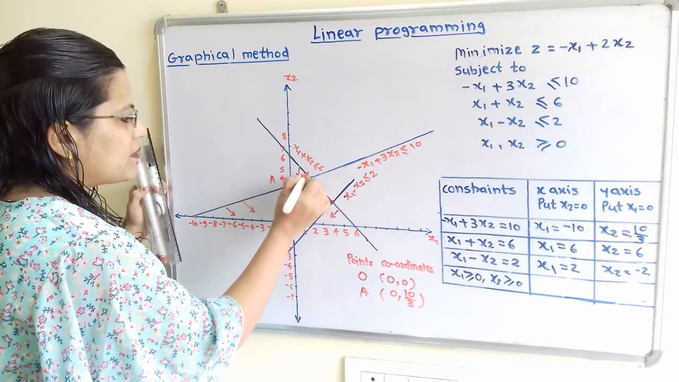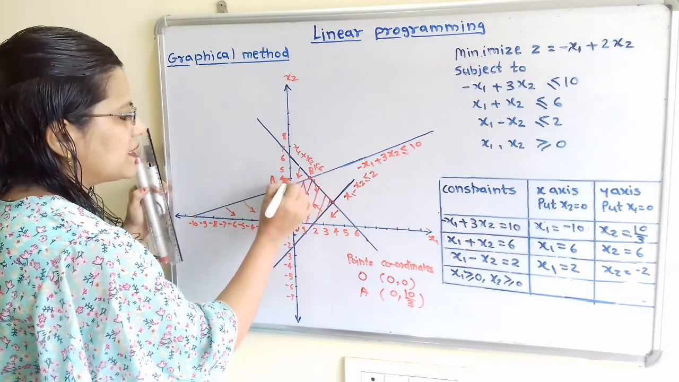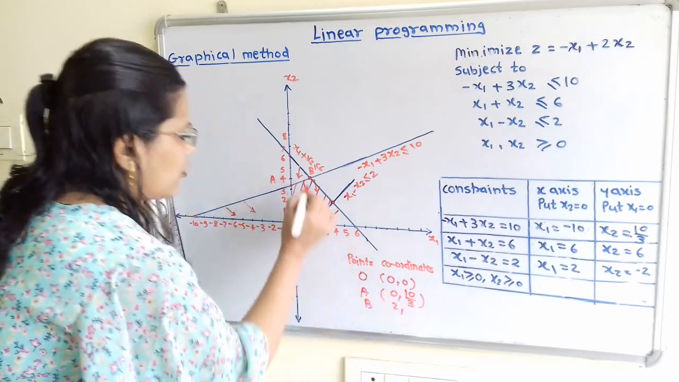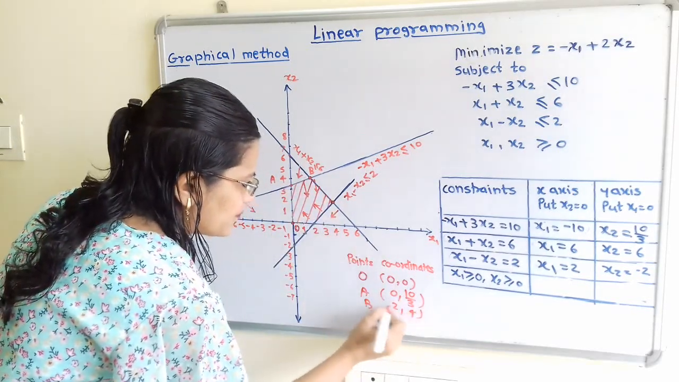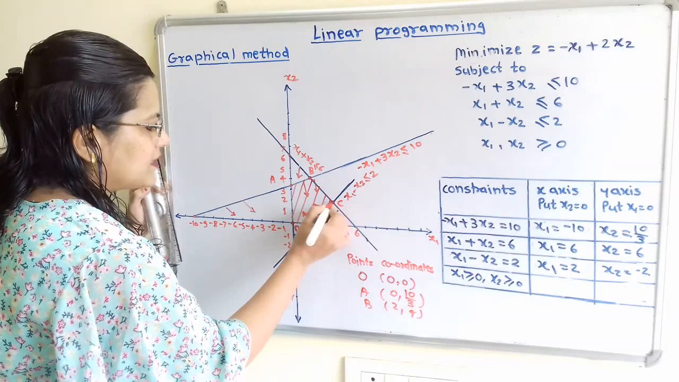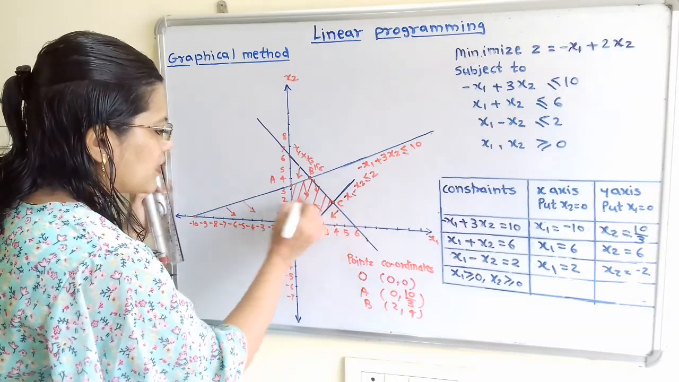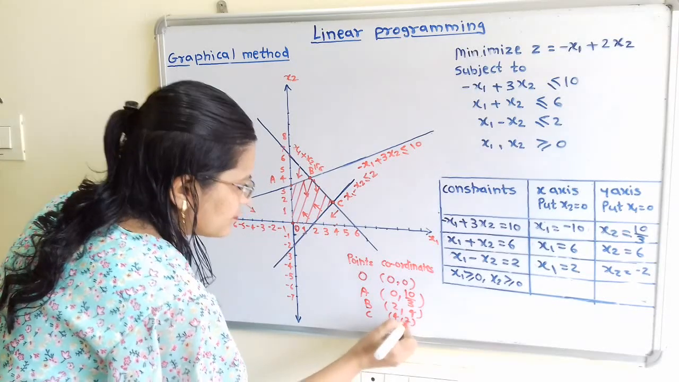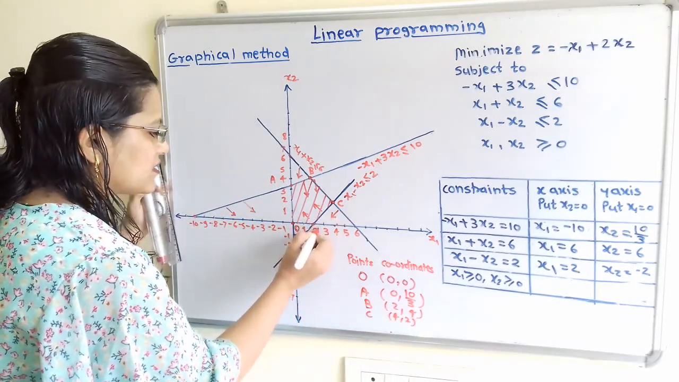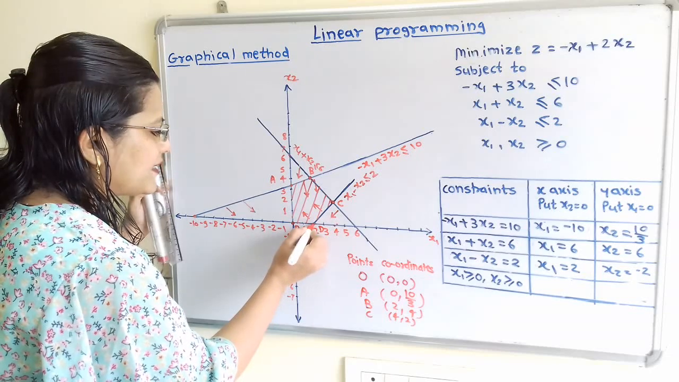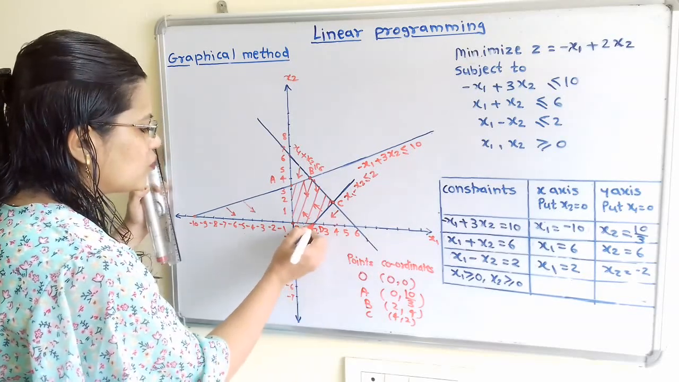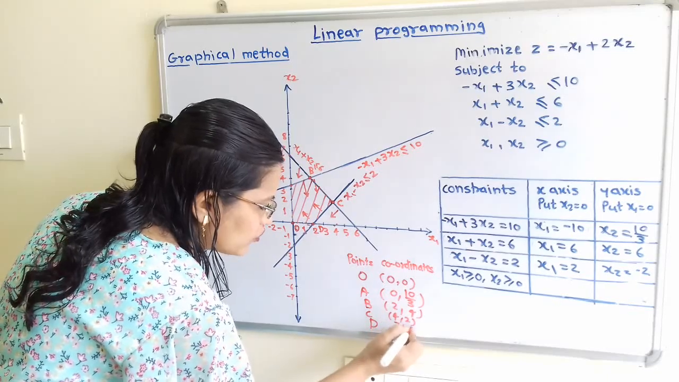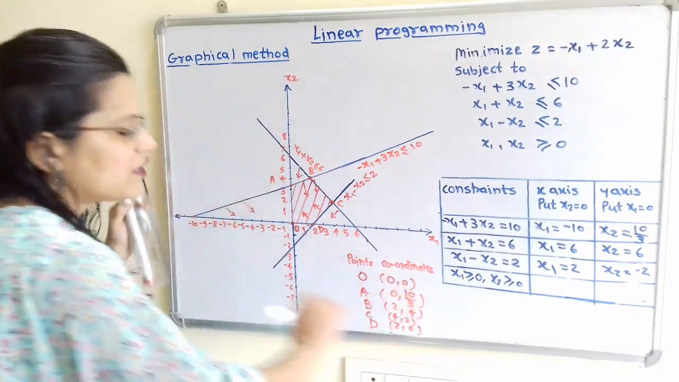Then next point will be point B. For B, on x-axis value is 2 and on y-axis it is 4. Now next point will be point C. On x-axis it is 4 and on y-axis 2. Then next point is point D, and at this point D on x-axis value is 2 and y-axis value is 0. So for point D, 2, 0. So these are the coordinates.